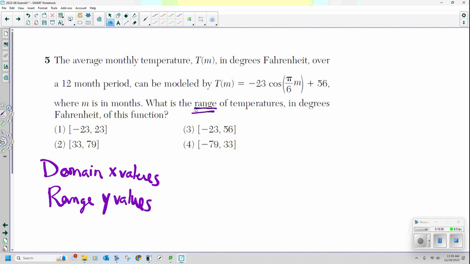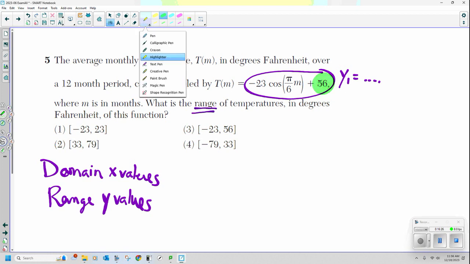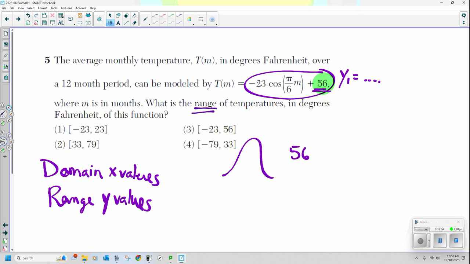Well, you can actually graph this. You can put this into y1 in your graphing calculator and use your min and max function and see how high and how low this goes. However, if you know the format of these equations, you don't even need to do that. What do I mean? This is the middle of my function. So my cosine function, if I were to graph it, this would be the middle. 56 is where the middle of it is. Cosine looks like a cup. So the middle right here would be at 56.